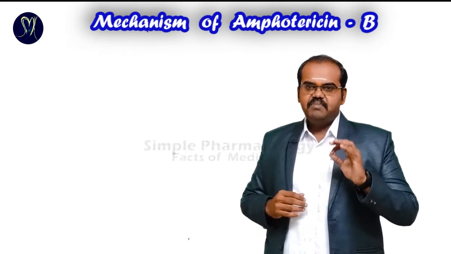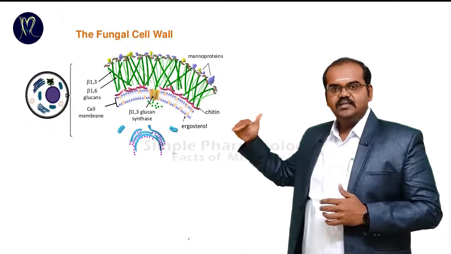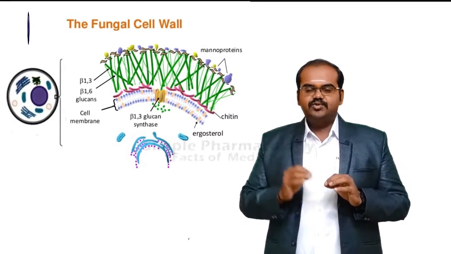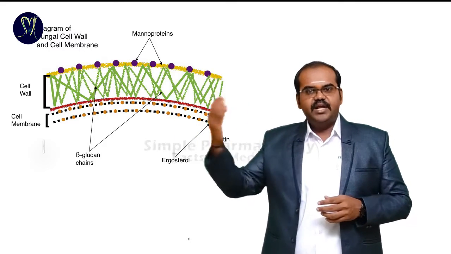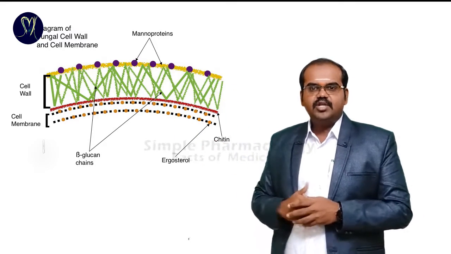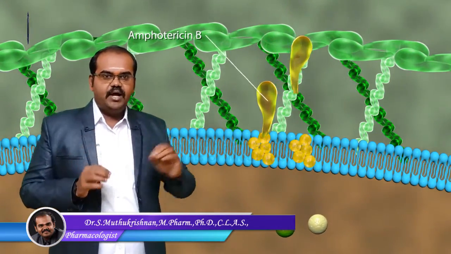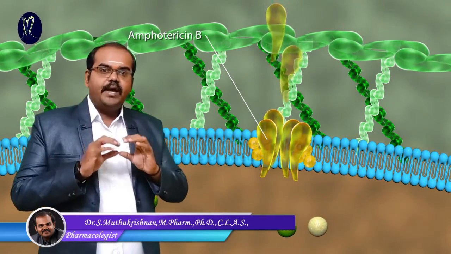Next, we are moving to the mechanism of action. Fungi are the best example of eukaryotes, so they have both an outer cell wall and a cell membrane. This cell membrane's main constituent is called ergosterol. Some other antifungal drugs, for example ketoconazole, inhibit ergosterol biosynthesis. Our drug Amphotericin-B also targets ergosterol, but this polyene antibiotic binds with ergosterol to make micropores.